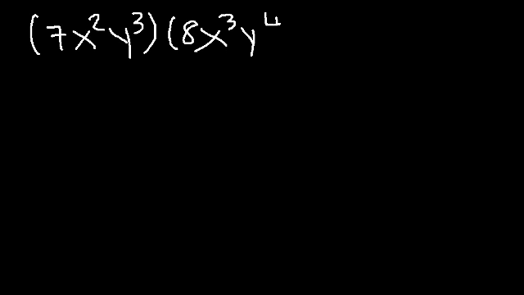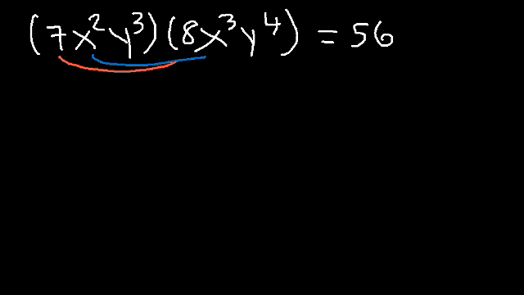Try this one. So the principle is the same. Let's multiply the constants first. 8 times 7 is 56. x squared times x cubed is x to the 5th power, since 2 plus 3 is 5. y cubed times y to the 4th power is y to the 7th, since 3 plus 4 is 7.